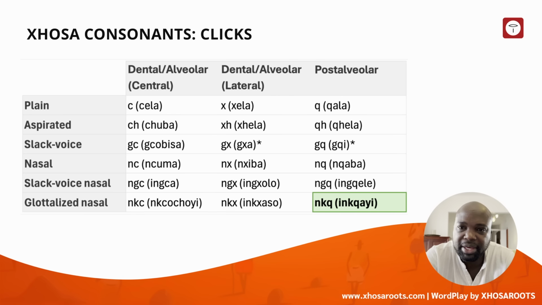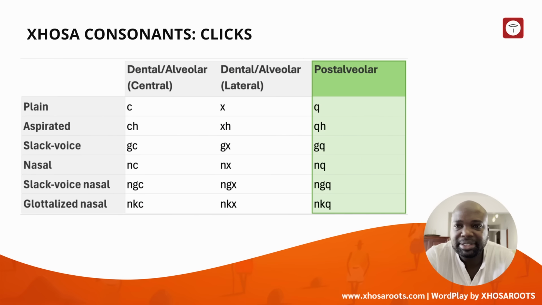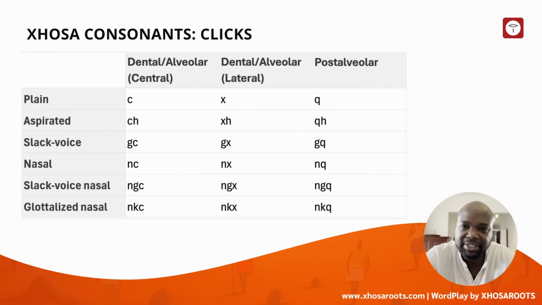So that's it for the clicks, the dental clicks, the lateral clicks, and the postalveolar clicks. We have 6 each. We have the plain, and then the plain comes in various versions of those sounds.